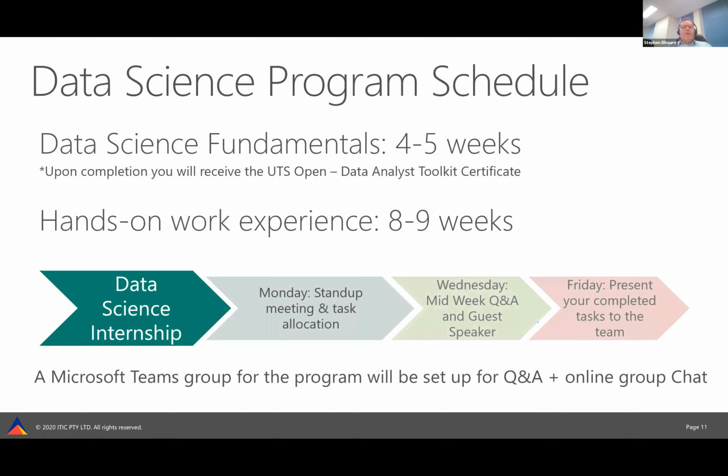For the program itself, the way the work experience works is usually we'll have a stand-up meeting on Monday where we do task allocation. This is after the 4 to 5 week data science fundamentals course. As we said here, upon completion, you'll get the UTS Open Data Analyst Toolkit certificate. Once we get to the work experience, it's Monday stand up and task allocation. Wednesday, we try and have guest speakers or do Q&A. Then Friday is where you present back to the team. So that's your team meeting throughout the work experience component.